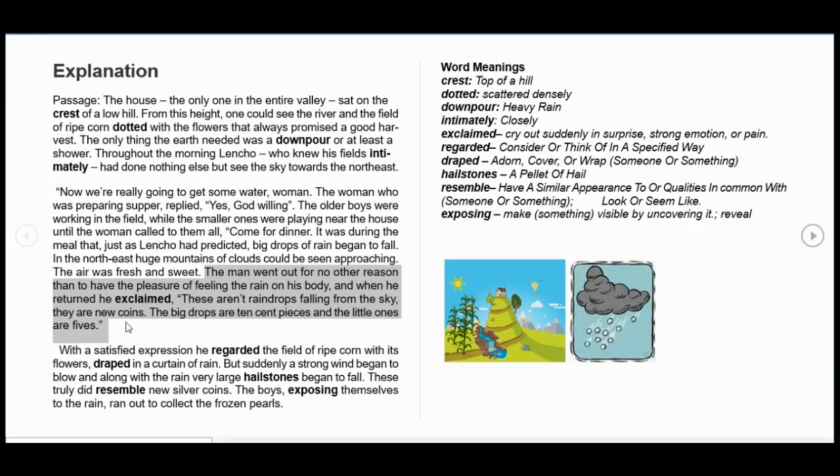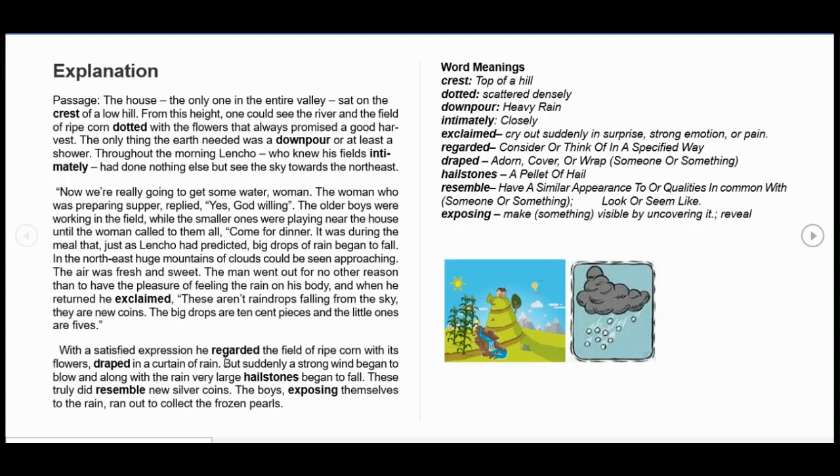He is speaking literally, but there is implicit meaning to that, as in these raindrops will give a good harvest of the crop, and that is how it will turn into a good revenue. So he's comparing the bigger raindrops to 10-cent pieces. Cent is the denomination of money from where he belongs, and the little ones are 5-cent pieces. Then he gives a look at the ripe corn that is coming up in his field, and he sees that it is filled with flowers and it looks as if it is draped. Draped is covered with a curtain of rain showers that are falling now.